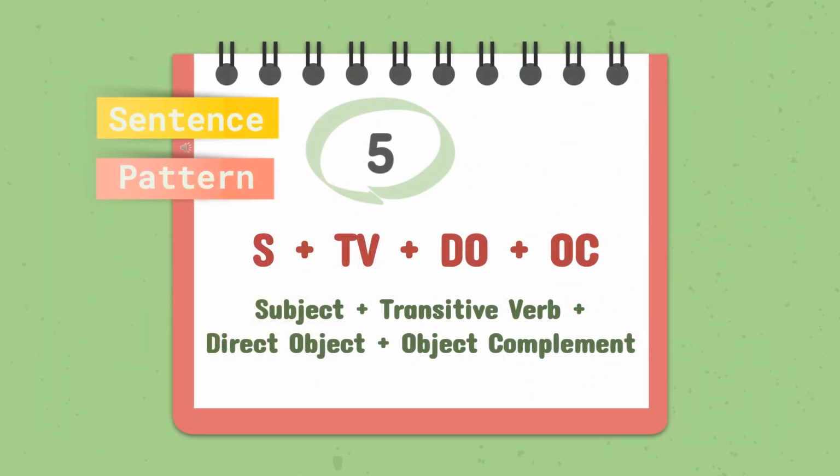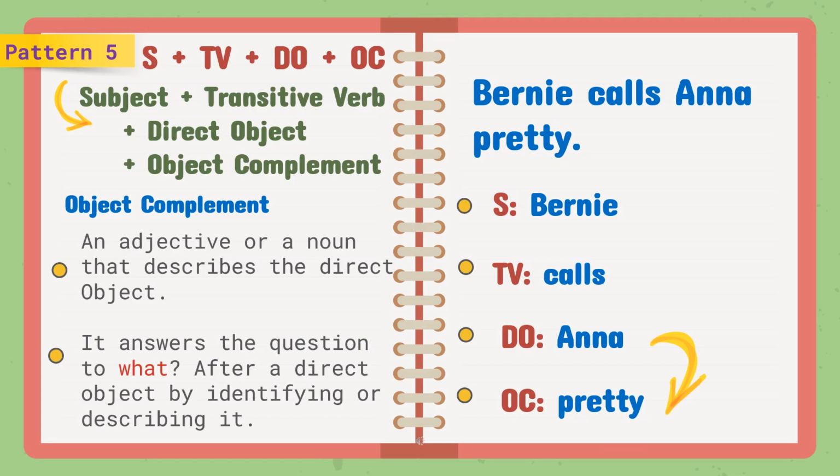The last sentence pattern is the STVDOOC pattern, where S stands for subject, TV for transitive verb and OC stands for object complement. An object complement is an adjective or a noun that describes the direct object. It answers the question to what? After a direct object by identifying or describing it. For example, Bernie calls Anna pretty. Bernie is the subject, calls is the transitive verb and Anna is a direct object, pretty is the object complement. The object complement pretty describes the direct object Anna.